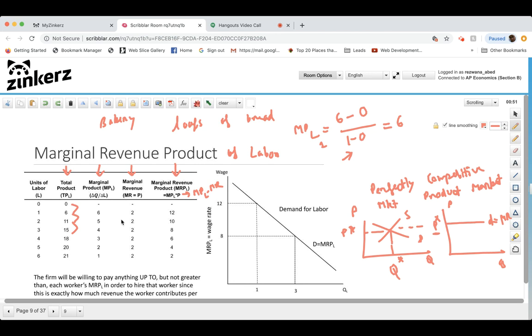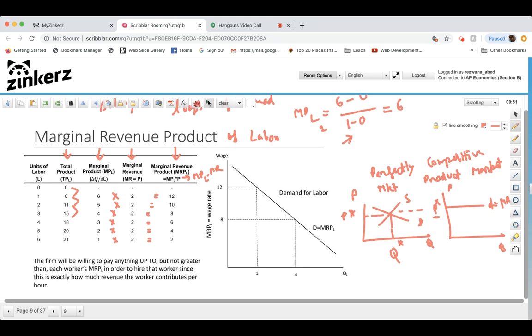Then this is what we get. It's 6 times 2 is 12, 5 times 2 is equal to 10, 4 times 2 is equal to 8, 3 times 2 is equal to 6, 2 times 2 is equal to 4, 1 times 2 is equal to 2. So this is the marginal revenue product of labor associated with each different quantity of labor. Okay.